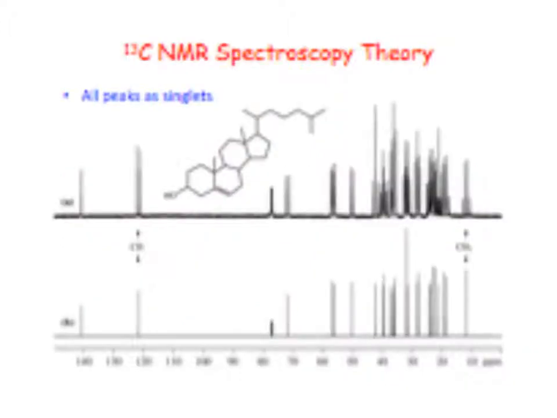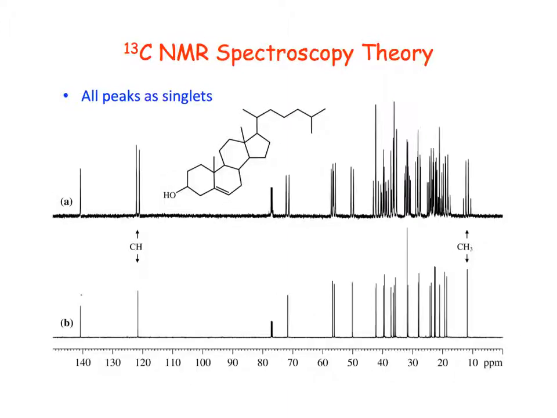Okay, so we can run C13 as a coupled spectrum. Here's a comparison. These are both of cholesterol. Notice that some carbons, like right here, when we go to the coupled one, remain as a singlet. That essentially tells us that that's a quaternary carbon.